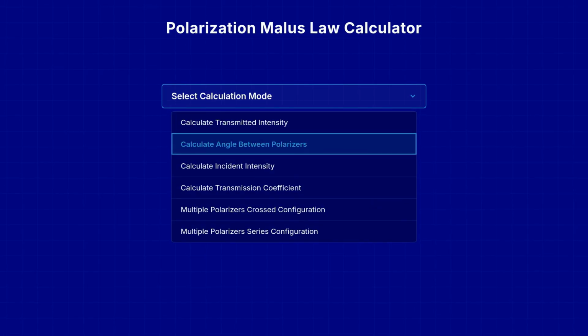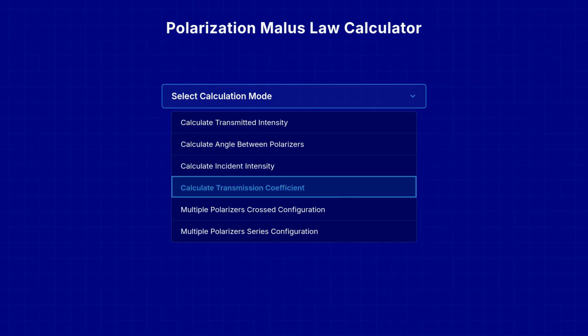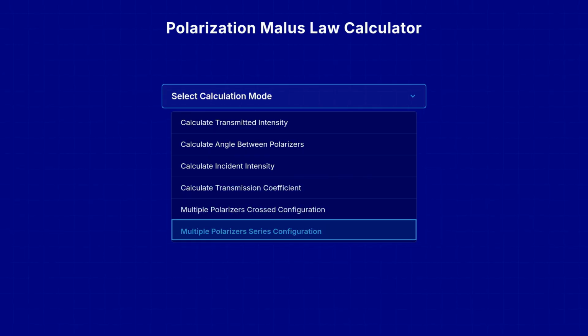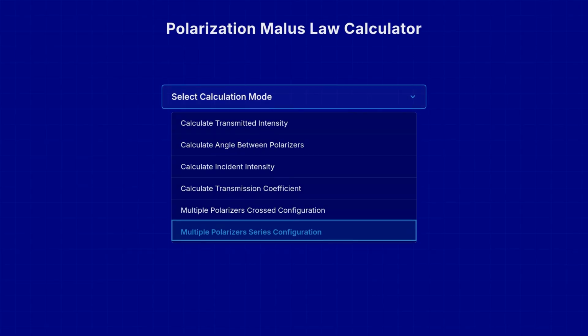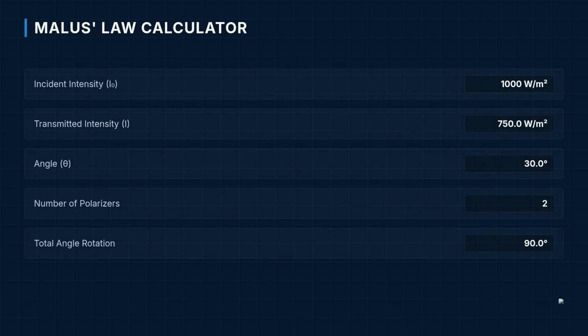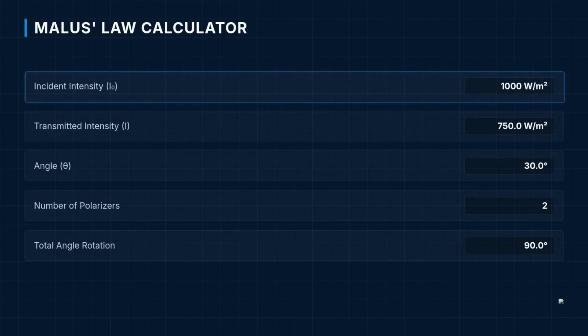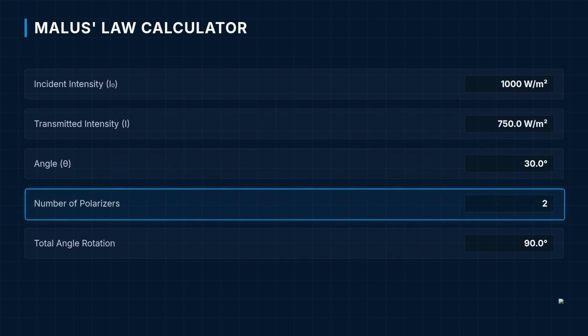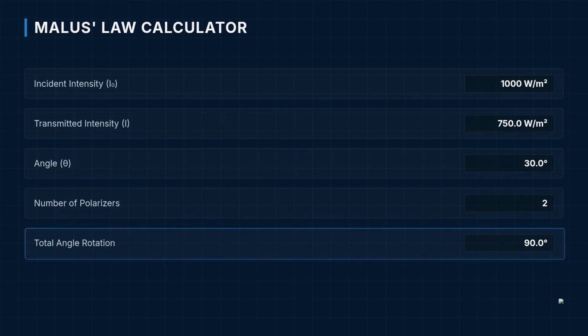Calculate transmitted intensity, calculate angle between polarizers, calculate incident intensity, calculate transmission coefficient, multiple polarizers crossed configuration, and multiple polarizers series configuration. For this demonstration, I'm using calculate transmitted intensity. The input fields are incident intensity I0, transmitted intensity I, angle theta, number of polarizers, and total angle rotation.